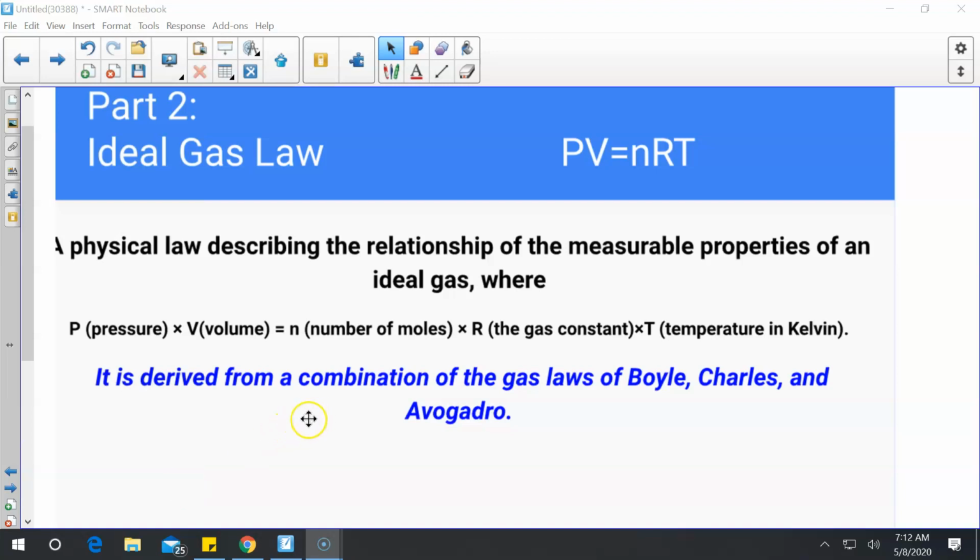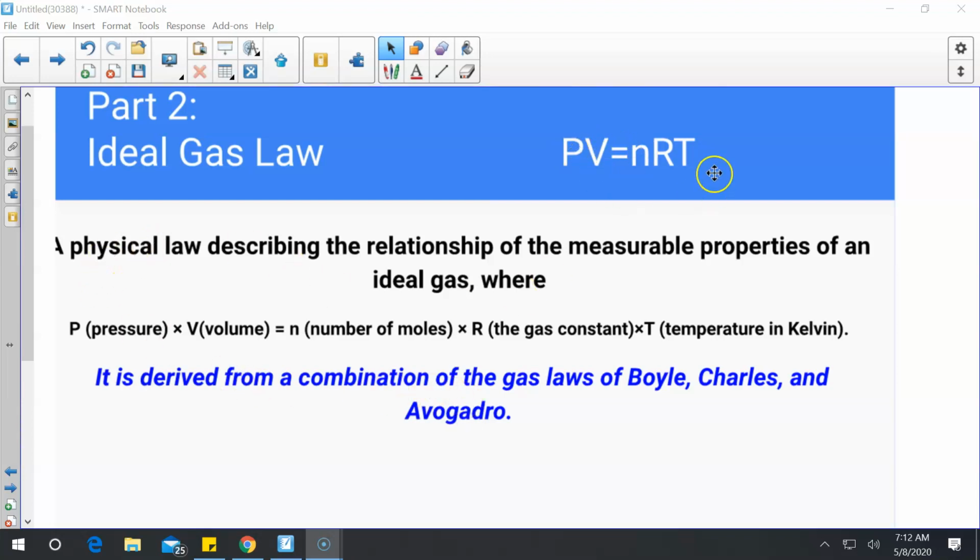Part 2 of this video has to deal with the ideal gas law. Now, this is a gas law that deals with the properties of an ideal gas, where we have a pressure, a volume, the number of moles, and then we use the letter R for the gas constant, and then times the temperature. So this is an equation that we have seen before, and it combines Boyle's, Charles's, and Avogadro's law. So it's putting all three of those together into one equation.